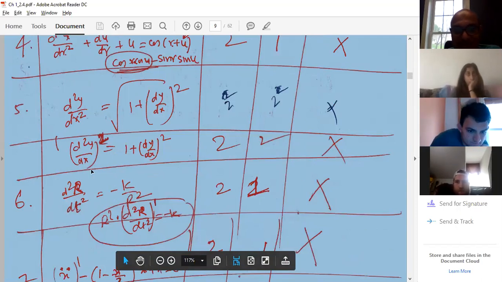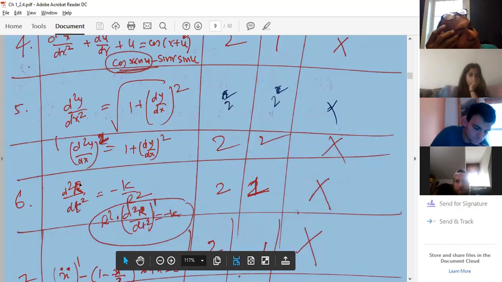Just look at this equation. d squared r by dt squared equals negative k over r squared. What can you say about this?